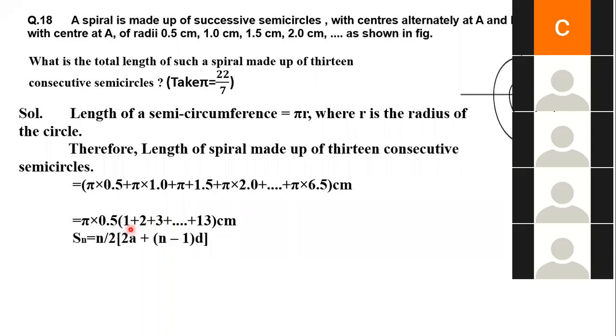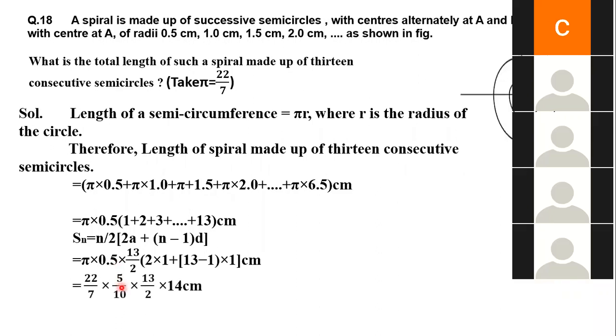No, ma'am. So here I can apply the S_n formula: n by 2 into 2a plus n minus 1 into d. What is the n value here? 13. Apply the values, and for pi take 22 by 7, into 0.5, which you can take as 5 by 10. Ma'am, I got the answer. What's the answer here? Ma'am, 143 centimeter, I think.